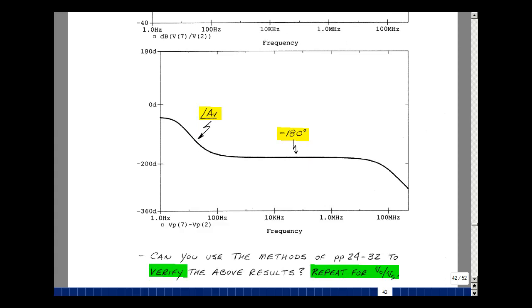What I'd like you to do is to take the methods we had on pages 24 to 32 of this chapter and see if you can verify the results of midband gain, the 3 dB frequency at the low end, and then the high end. The calculations you get will match the Spice results. If you go back and repeat this again, but now for V out over V sub S, we were shorting V in, now we're shorting V sub S, you'll get quite a different result. And this is a high frequency model for a JFET.